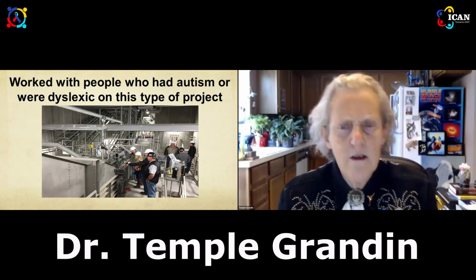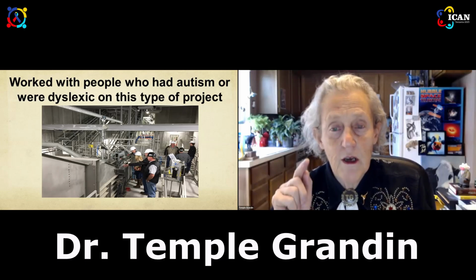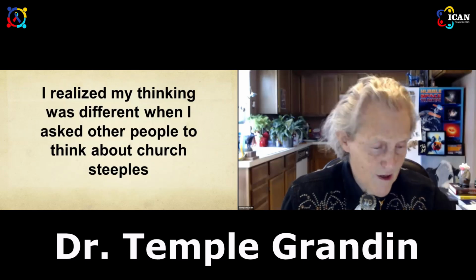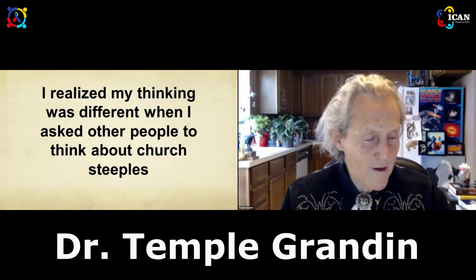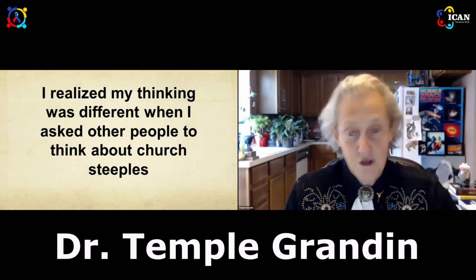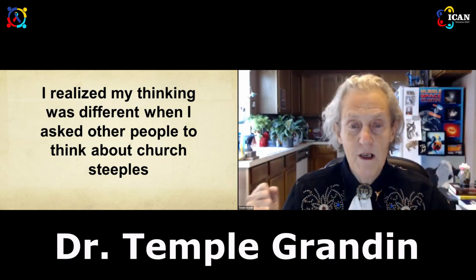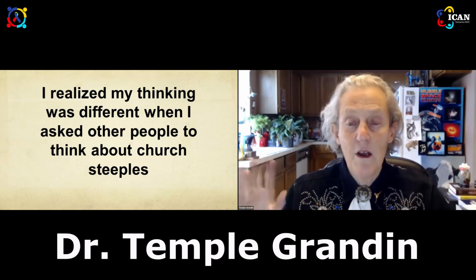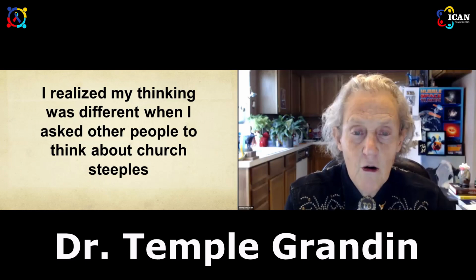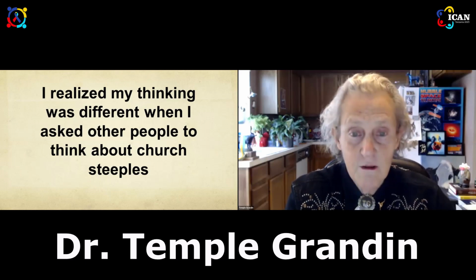Now, I didn't know that I thought visually until I was in my late 30s. And I'm going to show you how I found out. I realized my thinking was different when I asked people to think about a church steeple. Why did I pick that? Because it's something prominent in the environment that you don't own. Most people could see their own car, or maybe see their own house if I ask them about it.